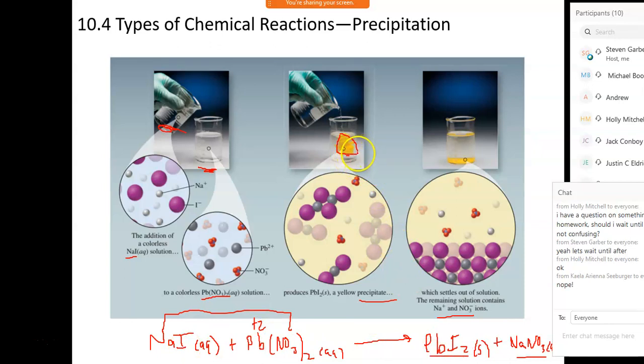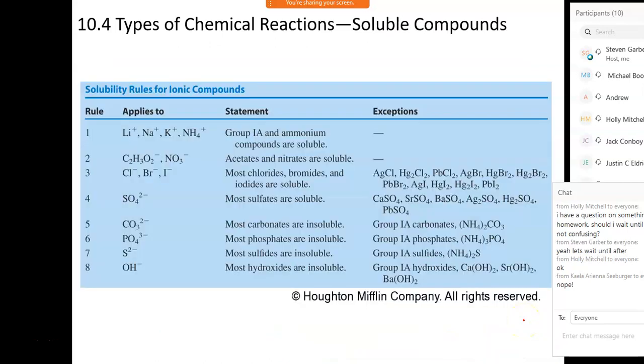Well, the question is, how do I predict which one of these is the solid? Is it the lead iodide or the sodium nitrate? Well, that's what this chart does for you. This chart helps you predict what is going to be soluble or what is going to be insoluble. Insoluble implies that's what the solid is.